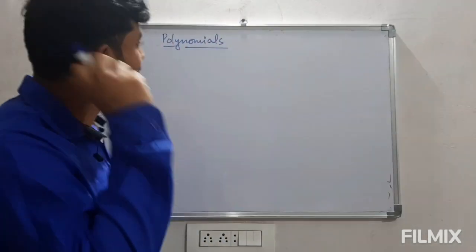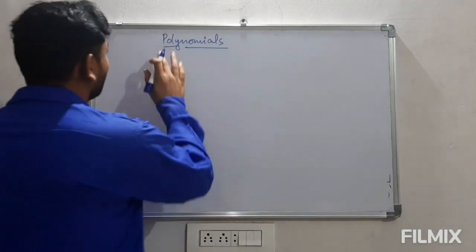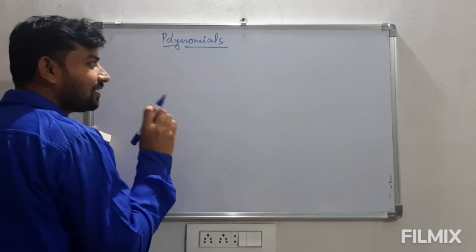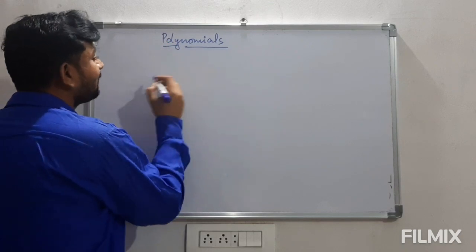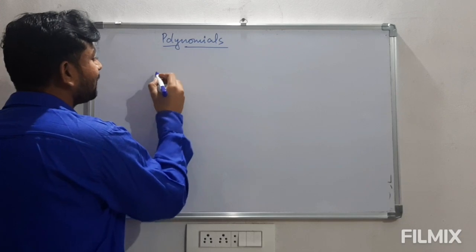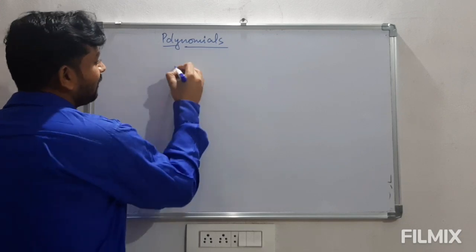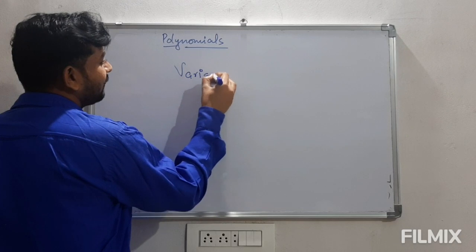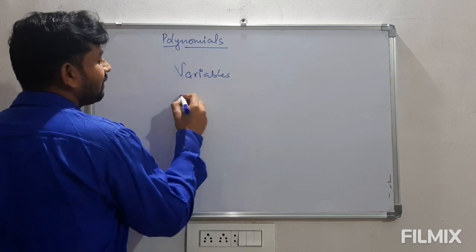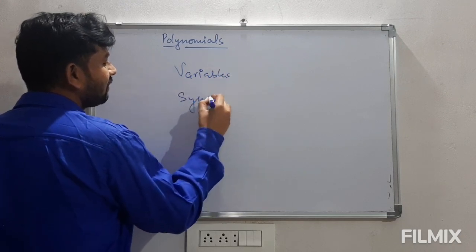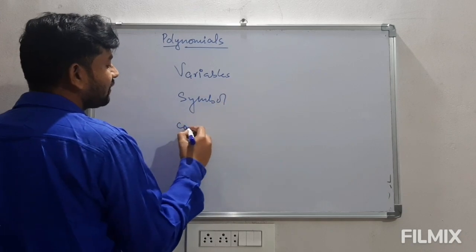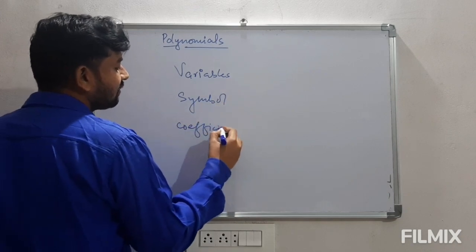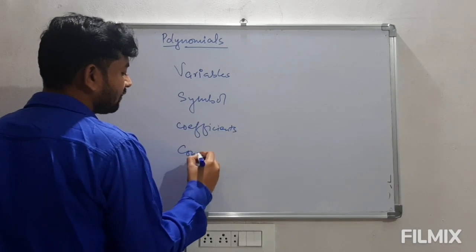Hello everyone. Today I'm going to start polynomials of class 10. Before starting this chapter, I just want to discuss certain basic things regarding algebra. As you know, there are four basic terms: variable, then symbol, and two similar terms, coefficient and constant.